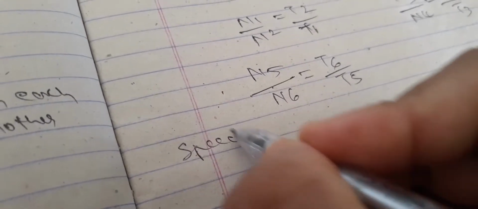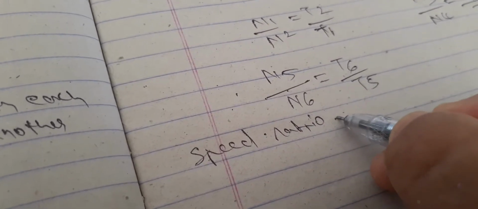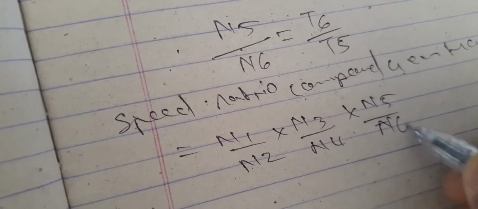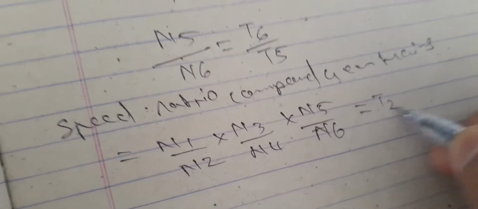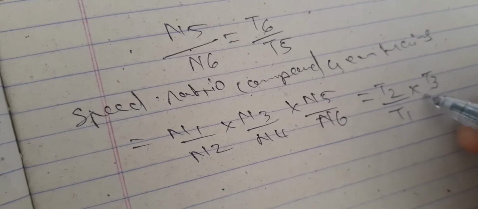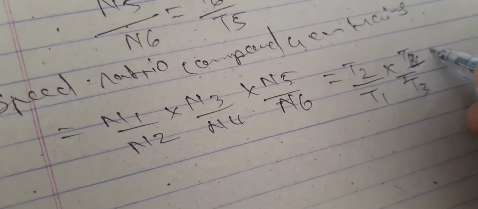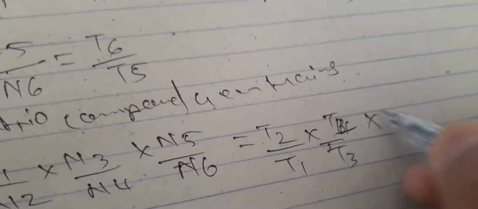Therefore, the speed ratio for compound gear trains is equal to N1 by N2 into N3 by N4 into N5 by N6, which is equal to T2 by T1 into T4 by T3 into T6 by T5.